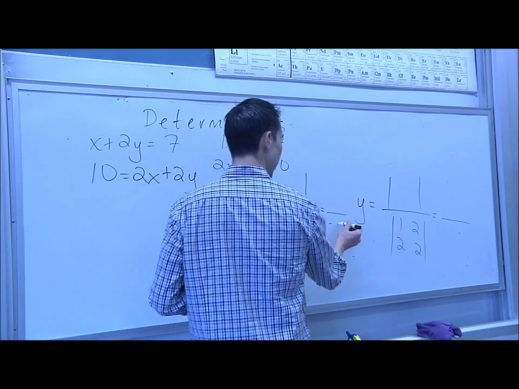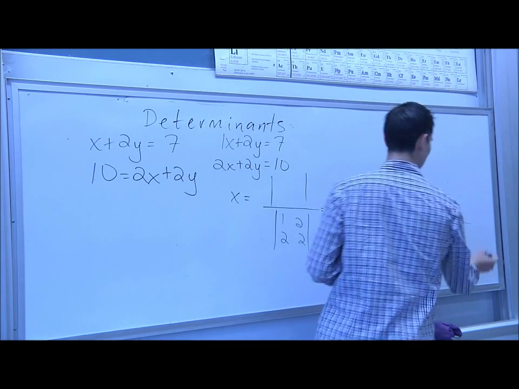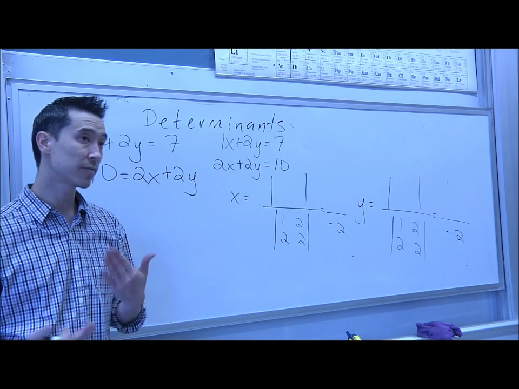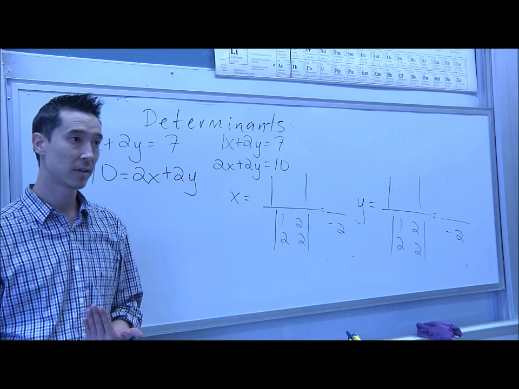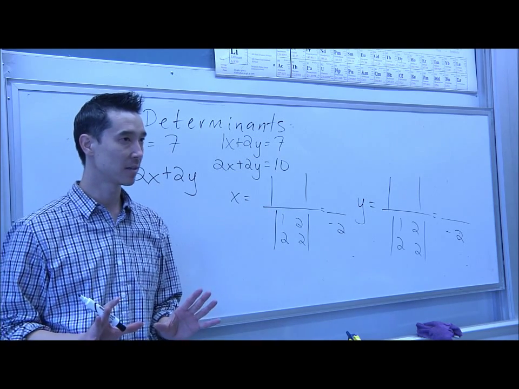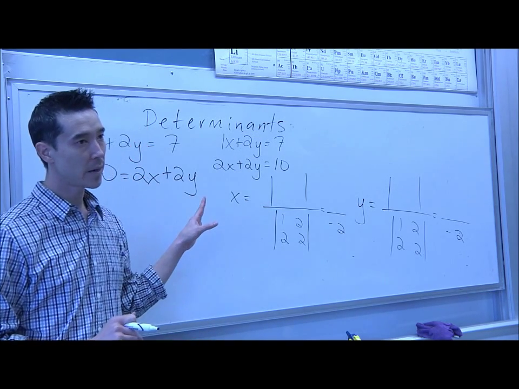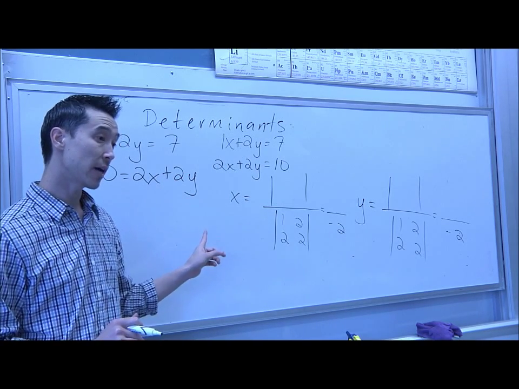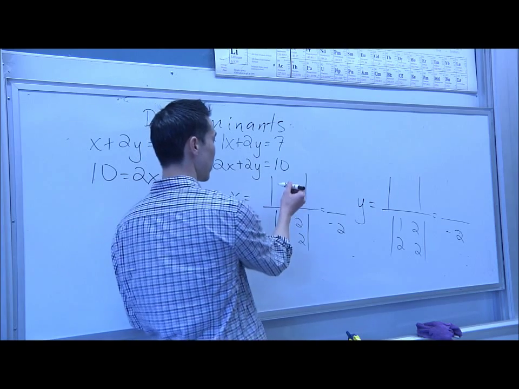All right, did everybody get -2 for the bottom? Because you have 1 times 2 is 2, minus 2 times 2 is 4, so you have 2 minus 4. Right? Okay, hopefully that's the easier one. Now I'm going to go back and I want to replace whatever column I'm doing. So if I'm doing x, I'm going to replace x with the numbers on the right.